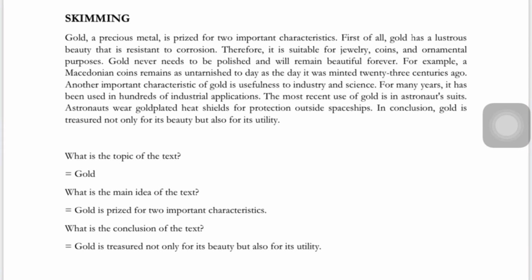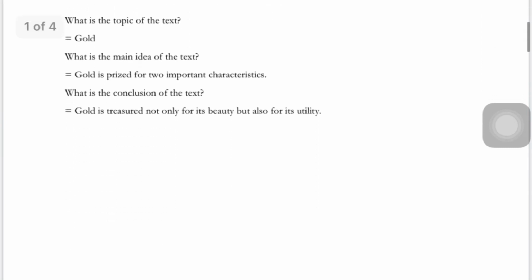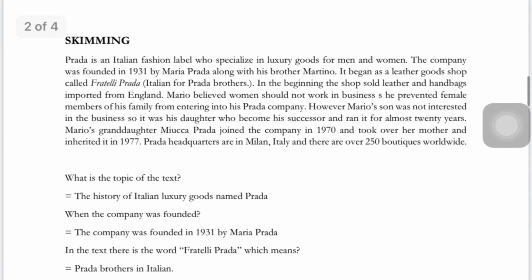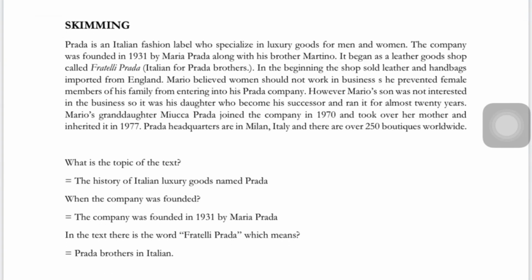And the last question is, what is the conclusion of the text? We can find the conclusion of every text by reading the last sentence. In this text, the conclusion is that gold is treasured not only for its beauty but also for its utility. Next, I have prepared the second text. It's about fashion. So let's start.